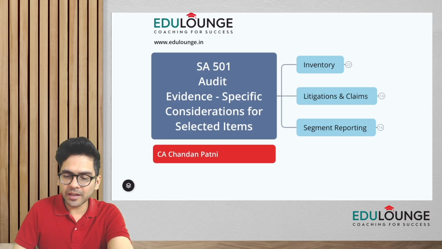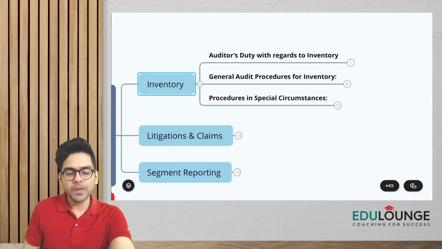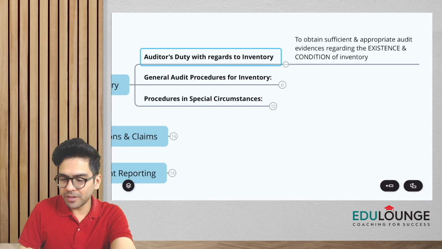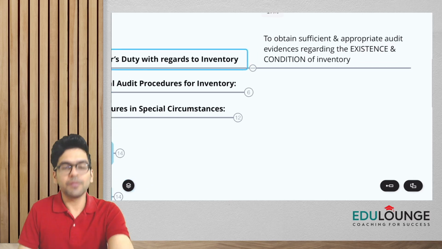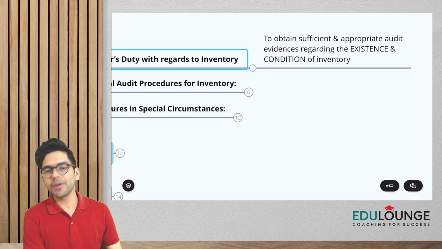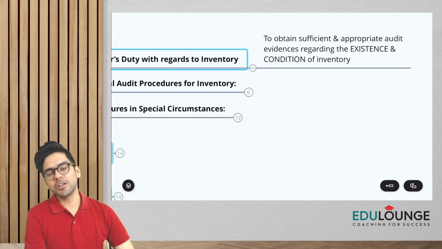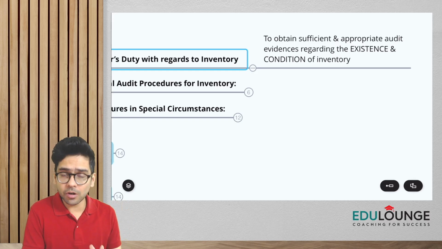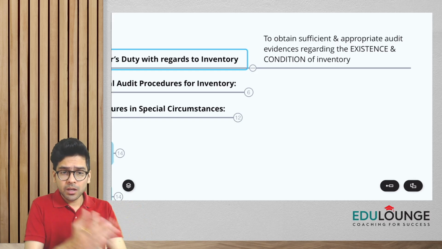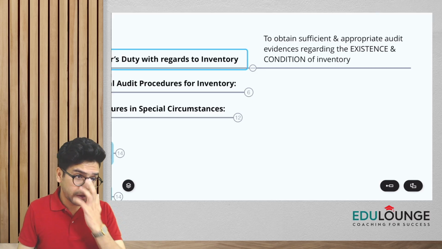Okay, let's begin, guys. Let's start with the inventory. So what is the auditor's duty with respect to inventory? Very simple, guys. In this standard, our duty is basically to obtain sufficient and appropriate audit evidence regarding existence and condition of inventory: whether the inventory exists or not, and if it at all exists, what is the condition of the inventory? Is it sellable, or is it damaged?